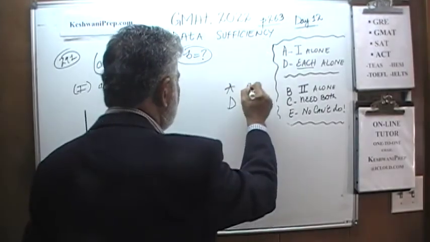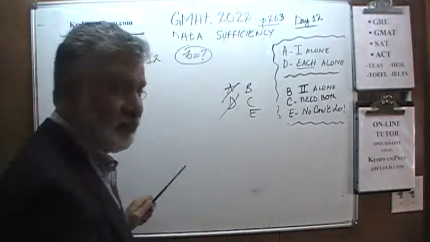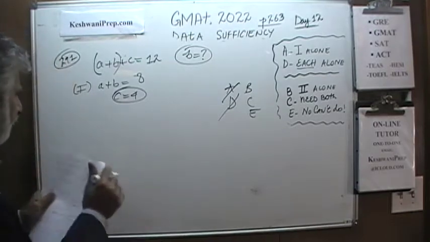A, D, B, C, E. The first statement by itself is not enough. Let's look at the second statement.